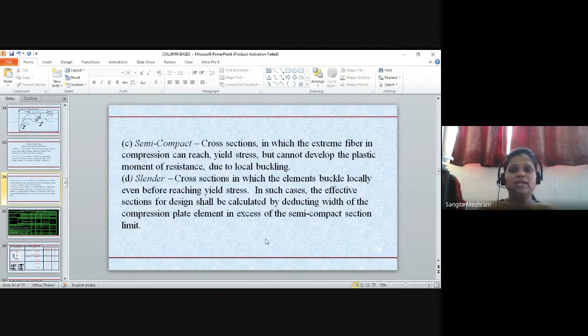And semi-compact, in which the extreme fiber in compression can reach the yield stress but cannot develop the plastic moment of resistance due to buckling.